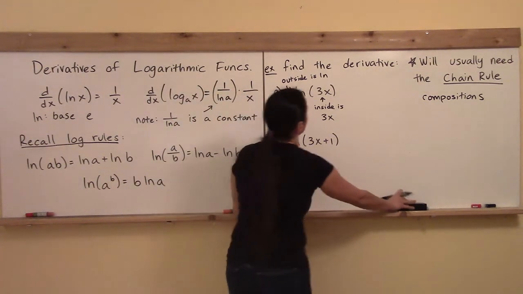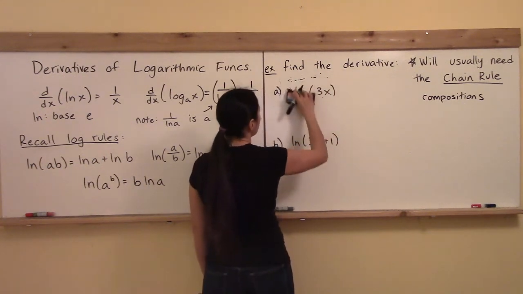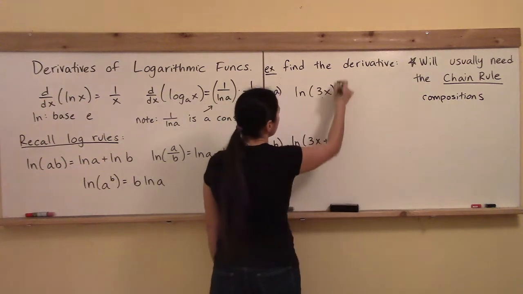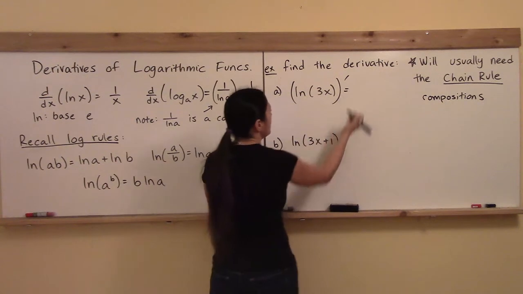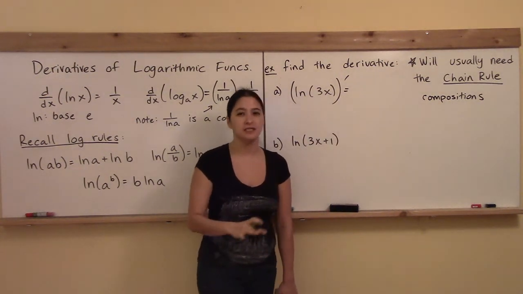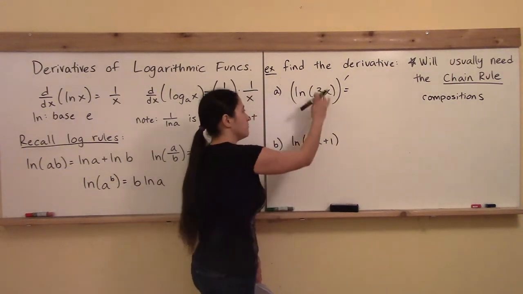Okay? So that's what we're going to do here. So we recognize the inside function is 3x. The outside function is the ln. And now to take the derivative of this, so here I'm going to take the derivative with a prime. I have to take the derivative of the outside function and leave the inside function alone. Okay? So let's just pretend to have log of stuff.